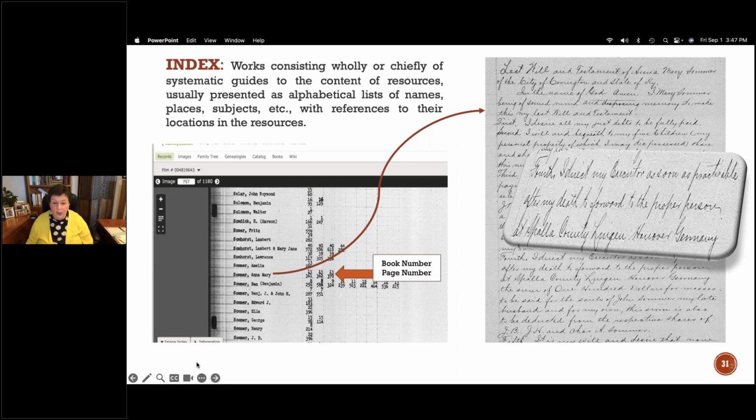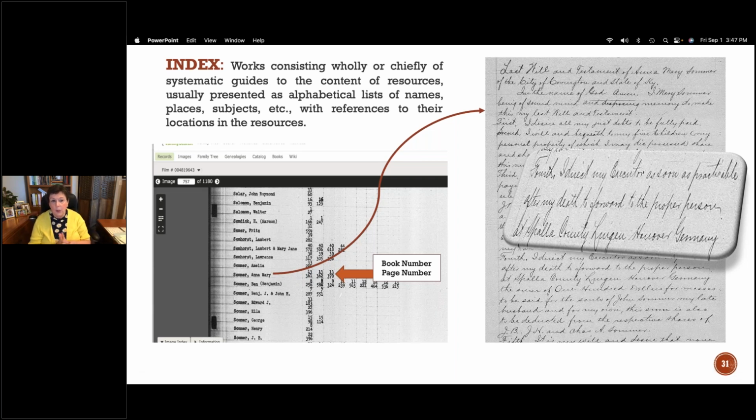You have to understand what a genealogical index is. It is a work that consists wholly or chiefly of systematic guides to the content of resources, usually presented as alphabetical lists of names, places, and subjects with reference to their locations in the resources. It's very important to note this is not a citable record. It just is going to take you to a record. Okay, so an index is great, but it just takes you to another record.